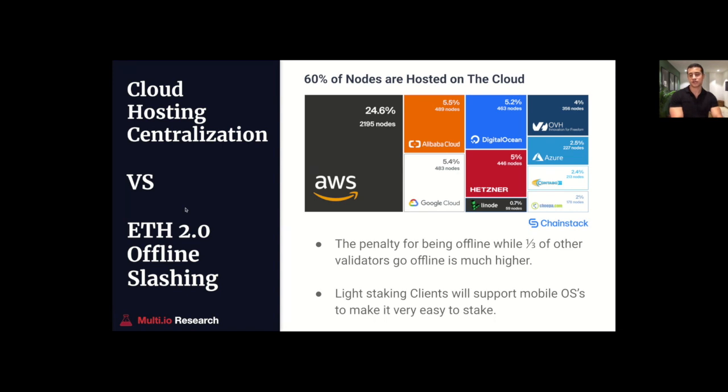Also, Ethereum 2.0 developers are focusing on light staking clients. These clients will be able to run on mobile devices, for example. This enables a higher participation from everyone, and not just Linux savvy users will be able to validate on this network.